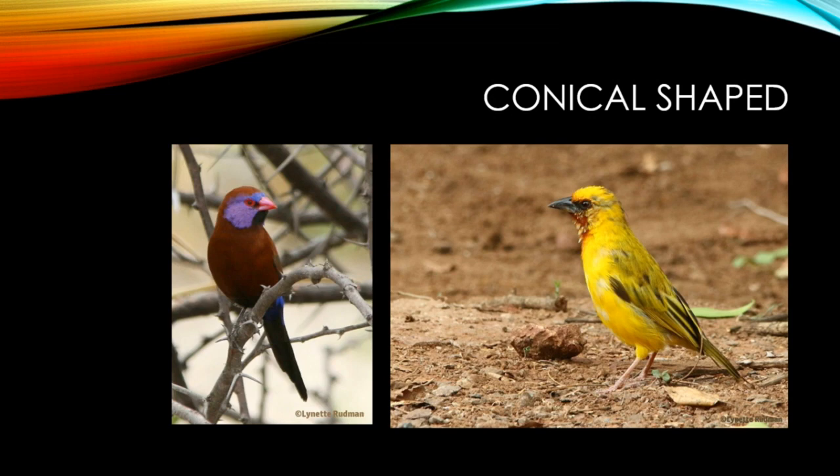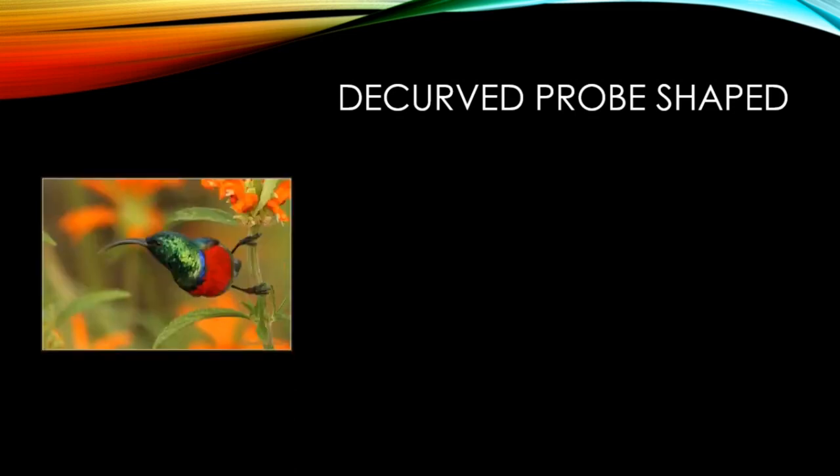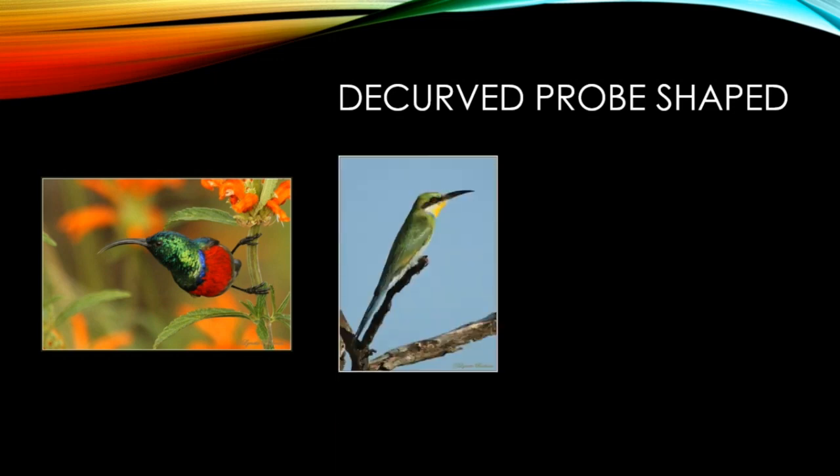So decurved probe-shaped beaks, these are various probers, so things like sunbirds or hummingbirds, various birds that feed on nectar, tend to have these decurved beaks. You can see very long beaks that are pointing downwards slightly. Another bird that'll have something like that, interestingly enough, not used for probing, are things like bee eaters, which actually use their beaks to catch insects, and it's quite an interesting bill shape for catching insects.